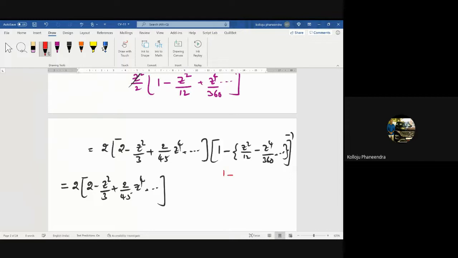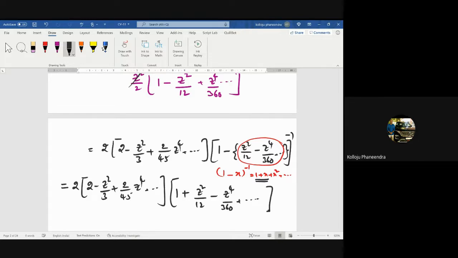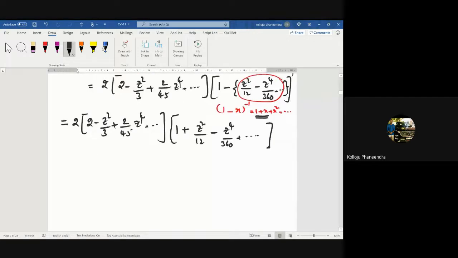This is of the structure 1 minus x whole power minus 1. This bracket is the x value. So this is equivalent to 1 plus x plus x square and so on. Using that formula, I will write only one term, up to 1 plus x. And so on. That's enough. For me, this is enough. Now take the multiplication totally.